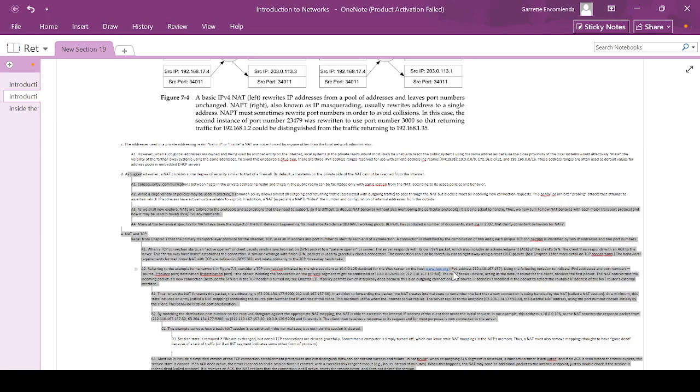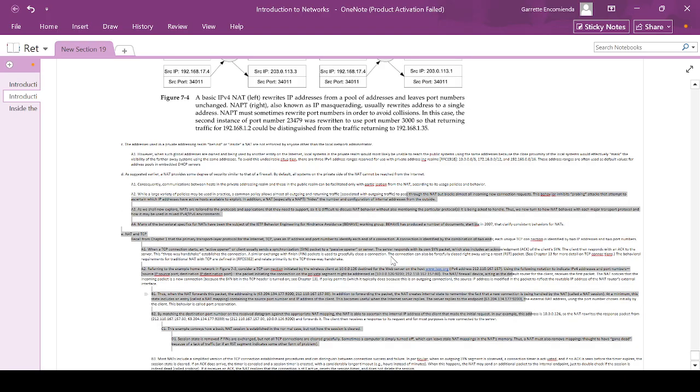While a large variety of policies may be used in practice, a common policy allows almost all outgoing and returning traffic associated with outgoing traffic to pass through the NAT but blocks almost all incoming new connection requests. This behavior inhibits probing attacks that attempt to ascertain which IP addresses have active hosts available to exploit. In addition, a NAT, especially a NAPT, hides the number and the configuration of internal addresses from the outside.